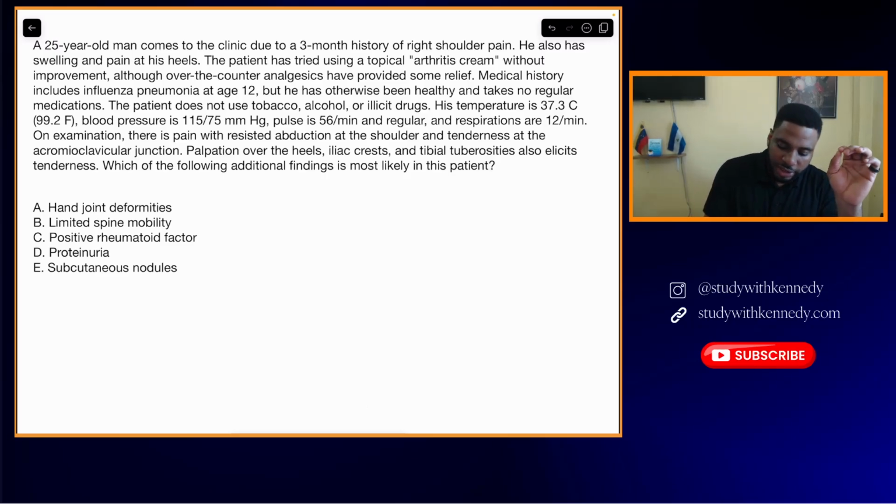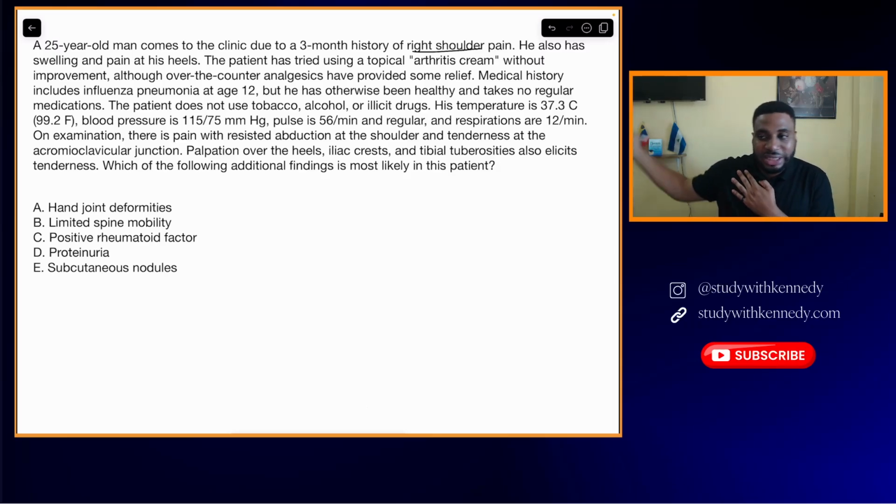3-month history of right shoulder pain. Now you're supposed to come up with differential diagnosis. And a lot of you are going to say, well, I don't know. He just has shoulder pain. Did he hit his shoulder somewhere? Maybe. Did he perform some form of activity that involved repetitive use of the shoulder? This is the kind of question you need to be asking yourself.